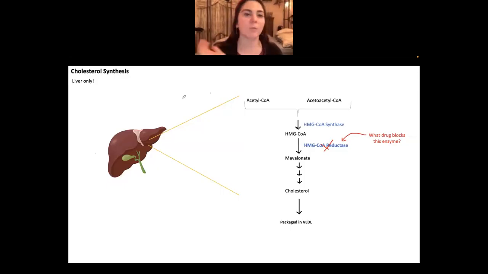But sometimes, since everyone knows it's HMG-CoA reductase, what they'll say is, what step in the process do statins block? And it's, oh, from HMG-CoA to mevalonate or something like that.